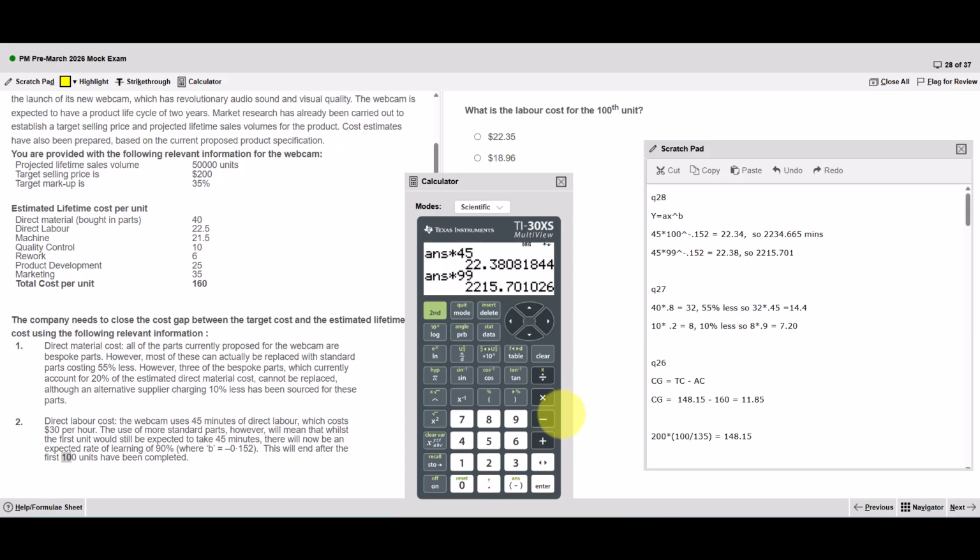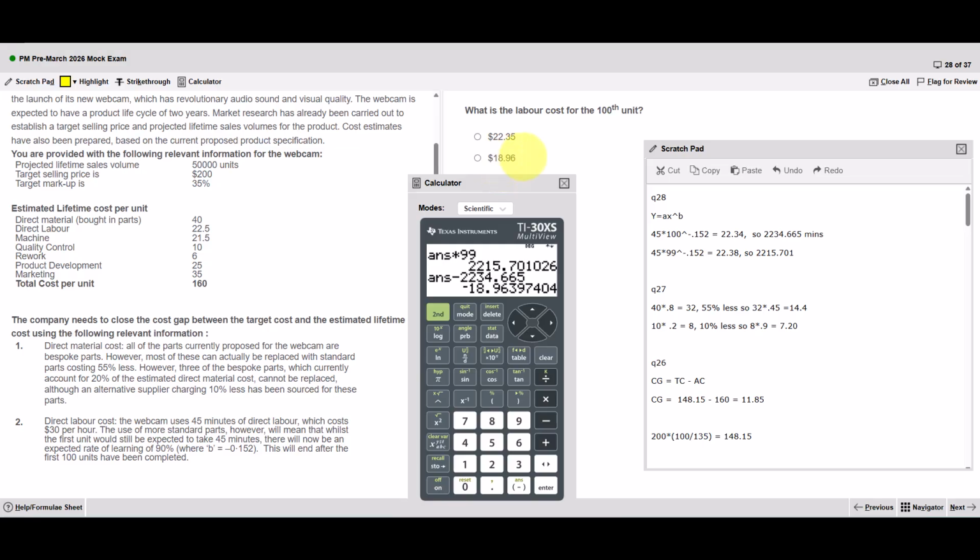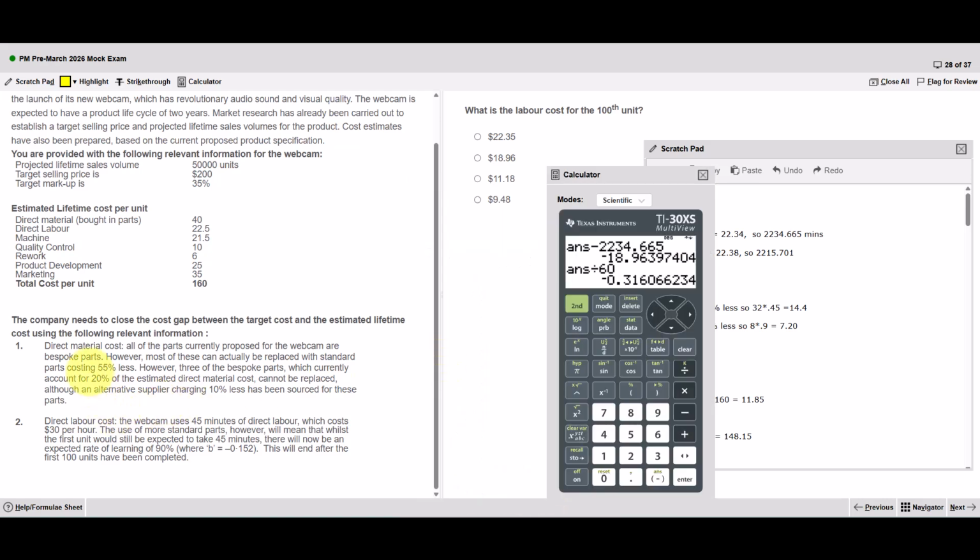So now we can work out the difference in minutes. This is the time for 99. So I'm going to subtract the time for 100. So there's an 18.96 minute difference. You will now see that that is one of our distractors. But remember, this is in minutes. We now need to convert it to hours. So we divide by 60, and we are paying 30 per hour. Gives us 9.48. And that's the bottom answer there.